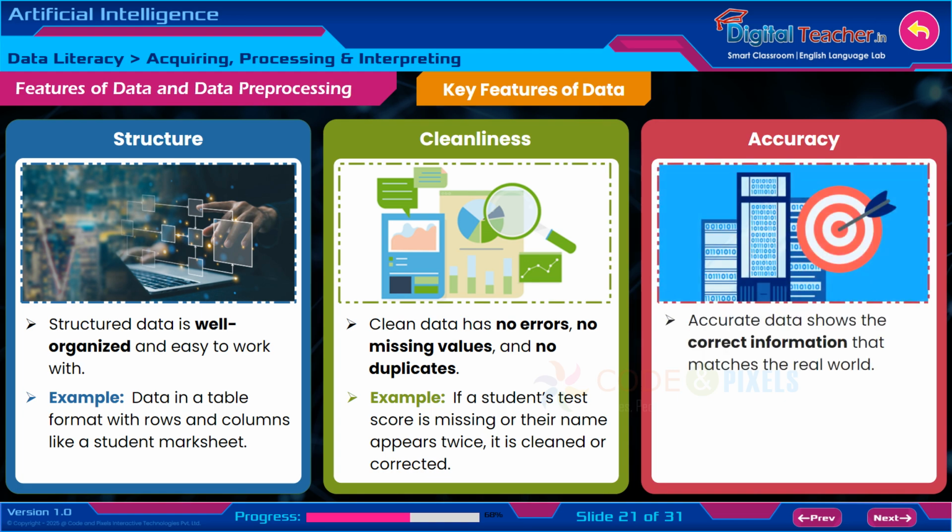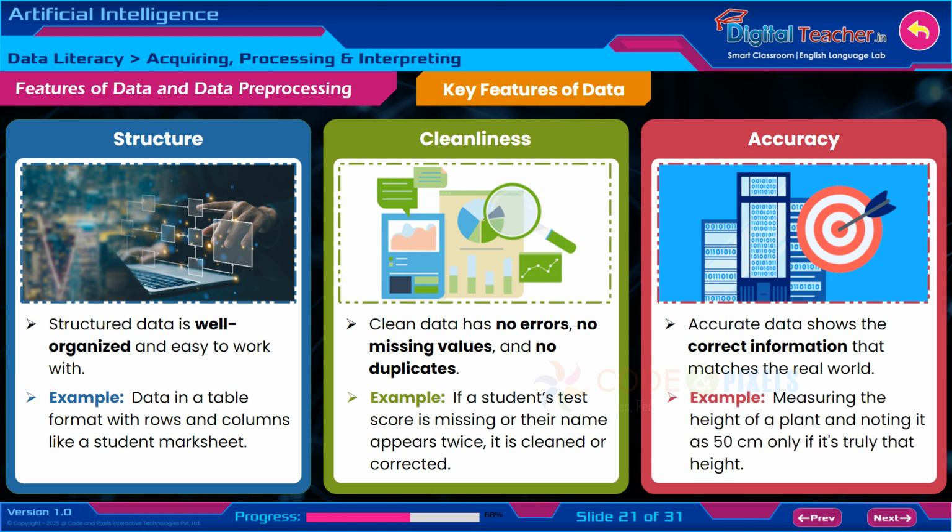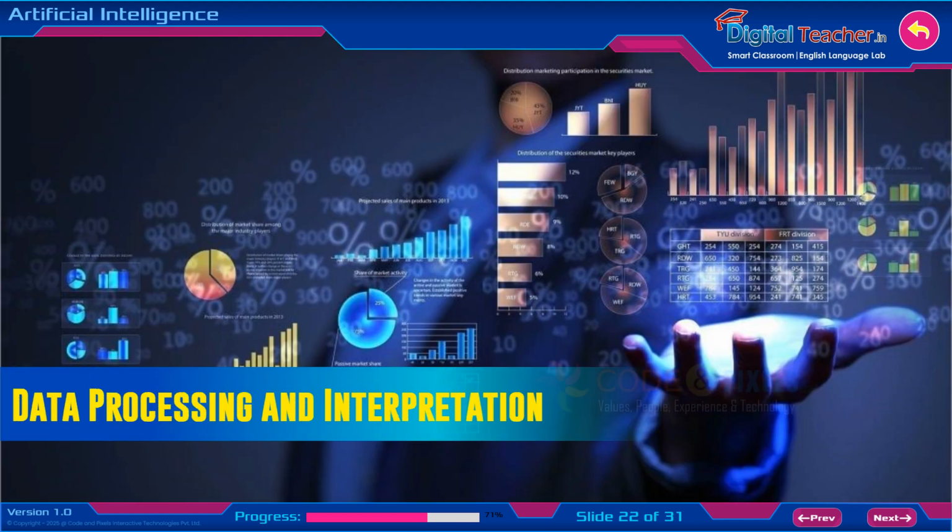Accuracy. Accurate data shows the correct information that matches the real world. Example. Measuring the height of a plant and noting it has 50 centimeters only if it's truly that height. Data processing and interpretation.